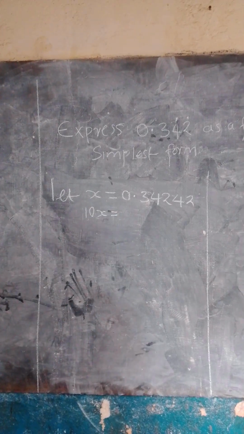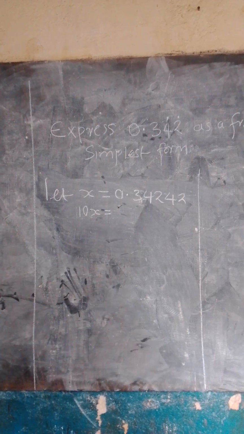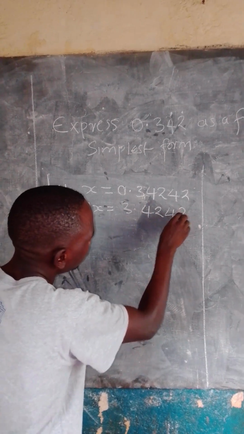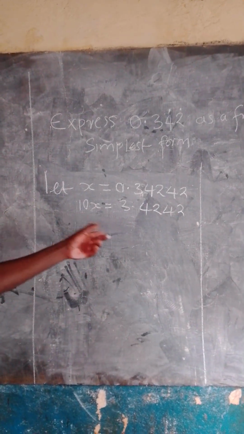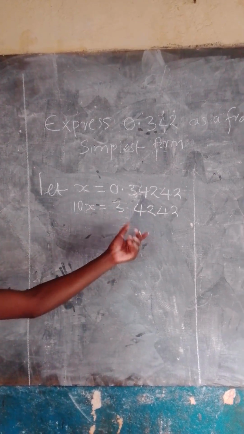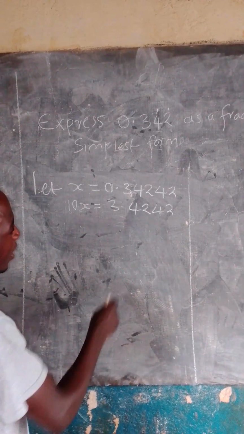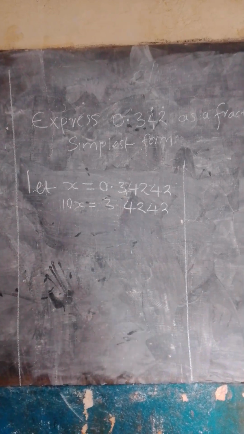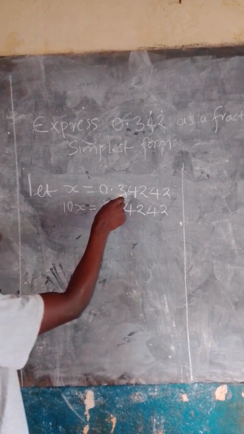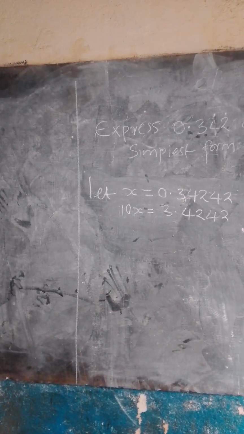10x is equivalent to our x multiplied by 10. And if we multiply this number by 10, we are going to get 3.4242. Now we have our 10x. If we find the difference between the two numbers, we need to get 0 after the point, and that is only possible if after the point we have similar numbers. If we compare x and 10x, after the point we have 3 and in 10x we have 4, which means those numbers cannot give us a whole number.